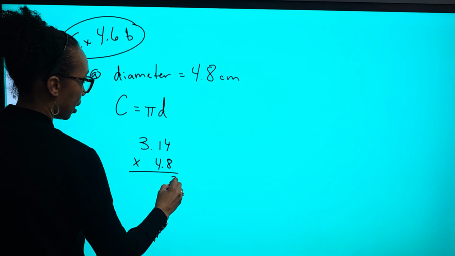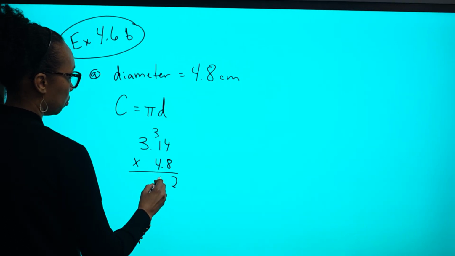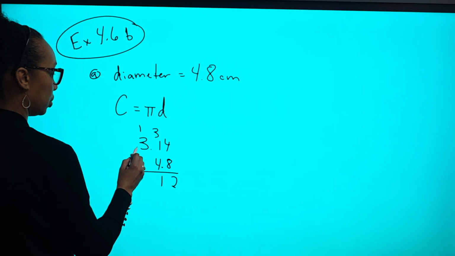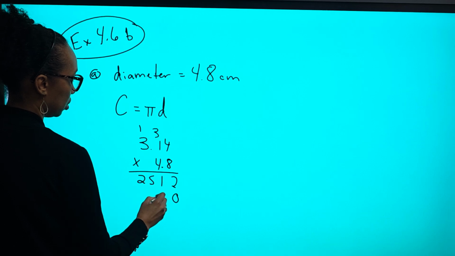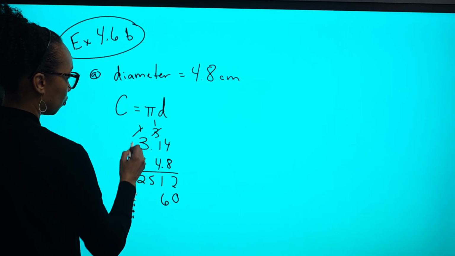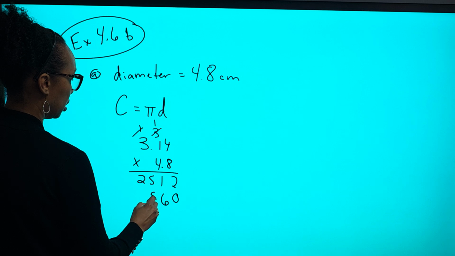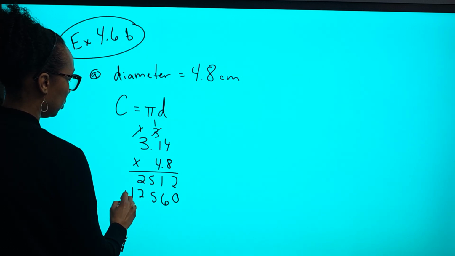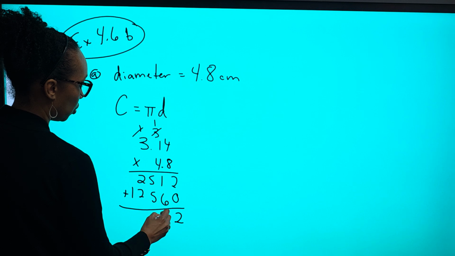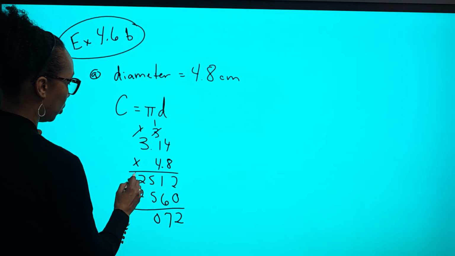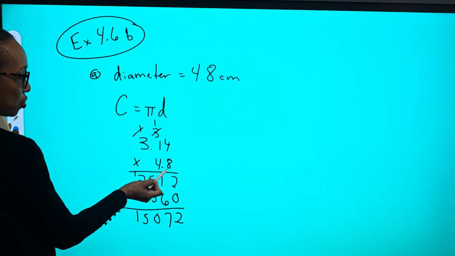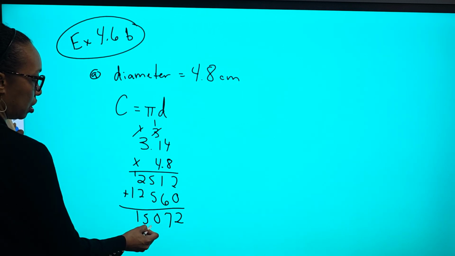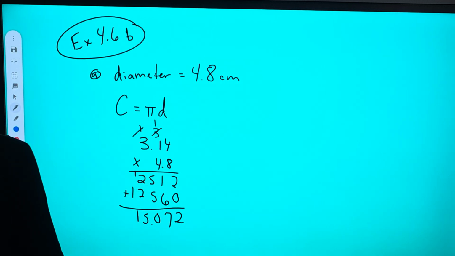We've got 4 times 8, 8 times 1 plus 3, 8 times 3 plus 1, put your 0, and then we've got 4 times 4, 4 times 1 plus 1, and 4 times 3. Alright, so a little review of multiplying with decimals. We see that we have 1, 2, 3 places behind the decimal up here. So 1, 2, 3 in our answer.